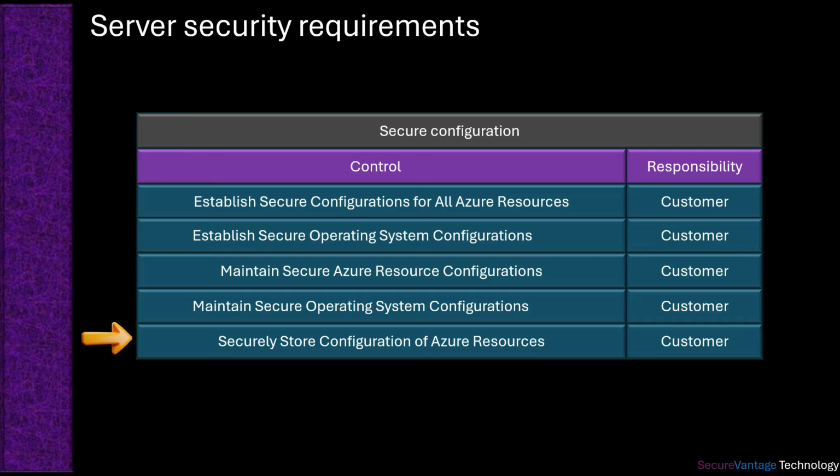Fifth control is securely store configuration of Azure resources. Finally, all the configuration you have set up needs to be stored securely, just like you would keep your house blueprints in a safe place. Azure Repos is the tool for this job, securely storing and managing your code, including custom Azure policies, ARM templates, desired state configuration scripts, and many more. Access to these resources should be tightly controlled with permissions granted through built-in security groups in Microsoft Entra ID or Active Directory. And remember, who is in charge of all these controls? You as a customer and not the cloud provider.